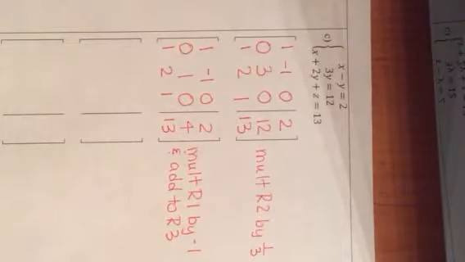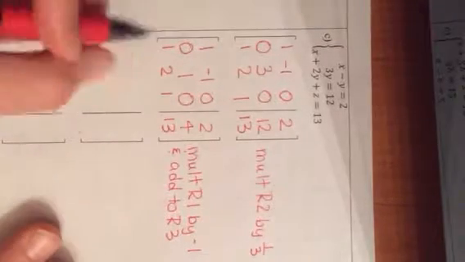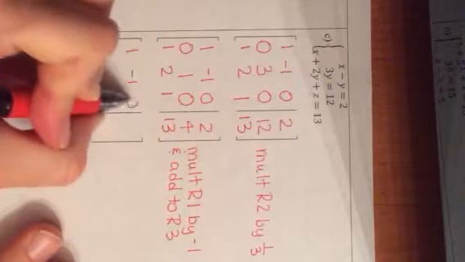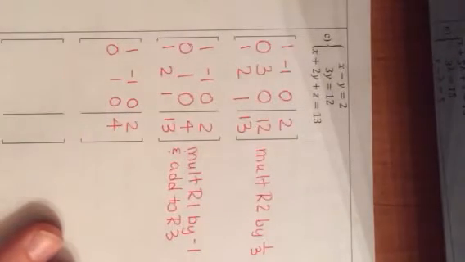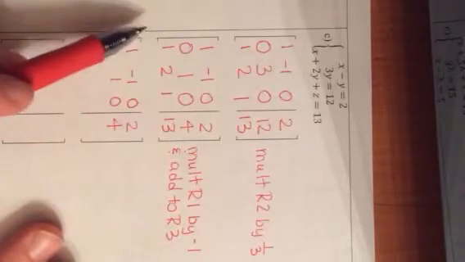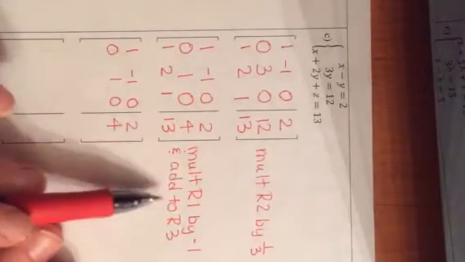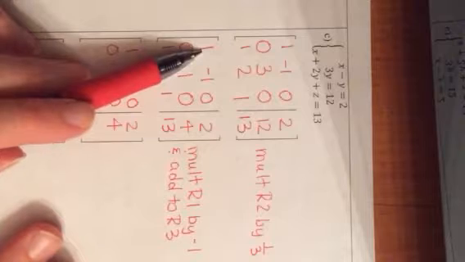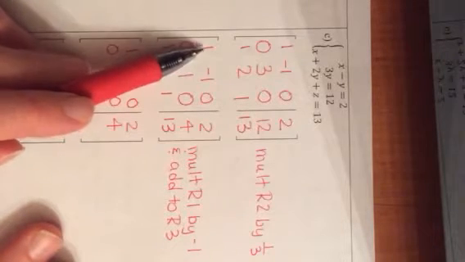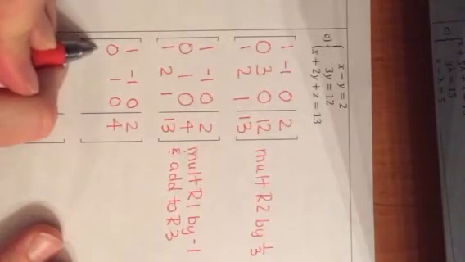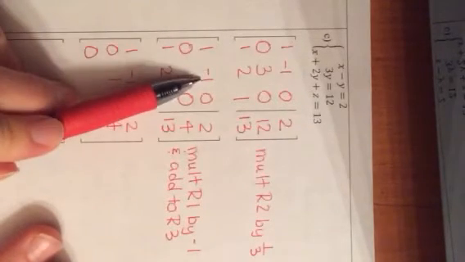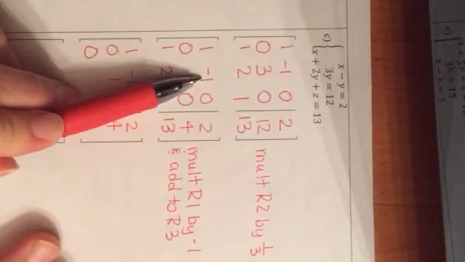I'm changing row 3 this time, so the other two rows are going to stay the same. I recopy those rows just like I had them. And now here I'm going to multiply row 1 by -1 and add to row 3. So multiplying 1 times -1, that's -1. Add 1, you get 0. -1 times -1 is 1.